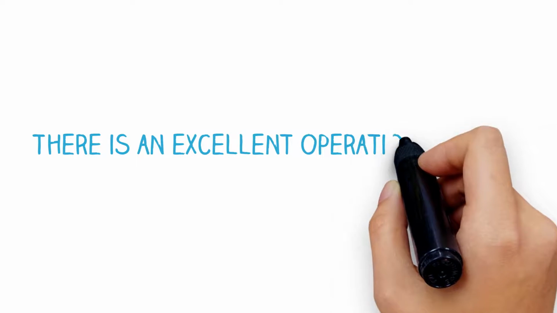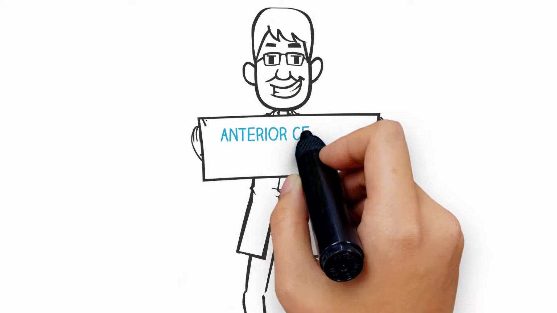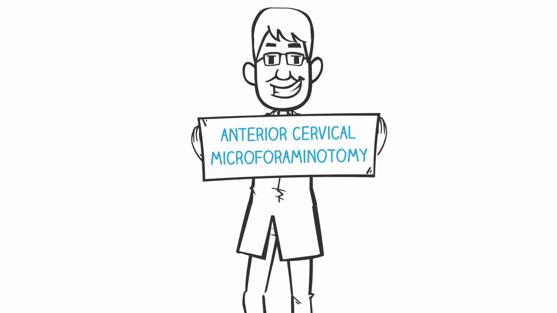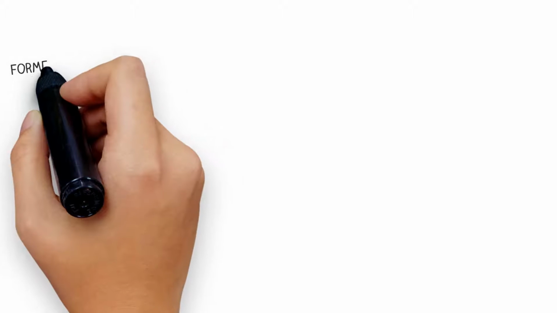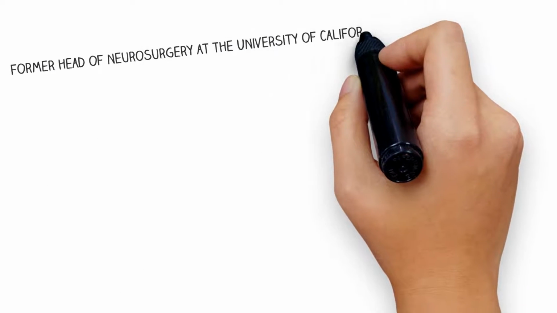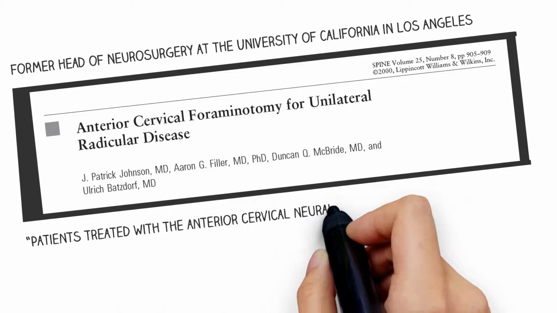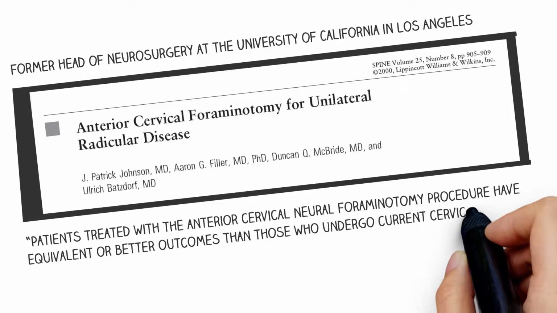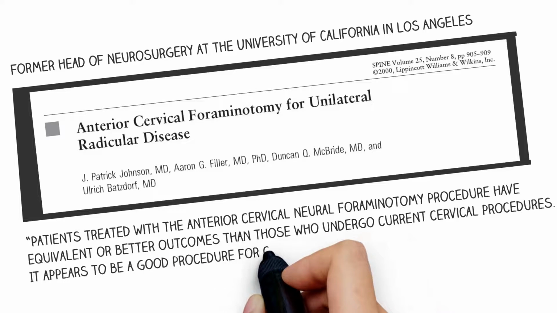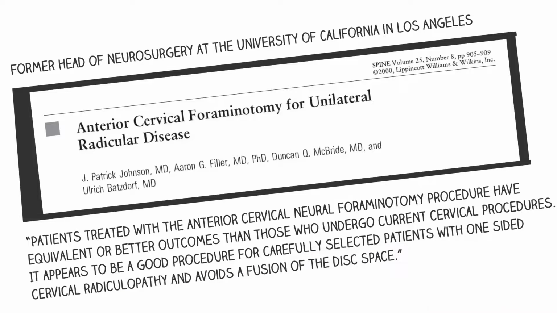There is an excellent operation for this problem that completely avoids a fusion. This operation is called an anterior cervical microforaminotomy. It has an excellent track record in the medical literature. In fact, the former head of neurosurgery at the University of California in Los Angeles remarked in one of his papers that, quote, patients treated with the anterior cervical neural foraminotomy procedure have equivalent or better outcomes than those who undergo current cervical procedures. It appears to be a good procedure for carefully selected patients with one-sided cervical radiculopathy, and avoids a fusion of the disc space.